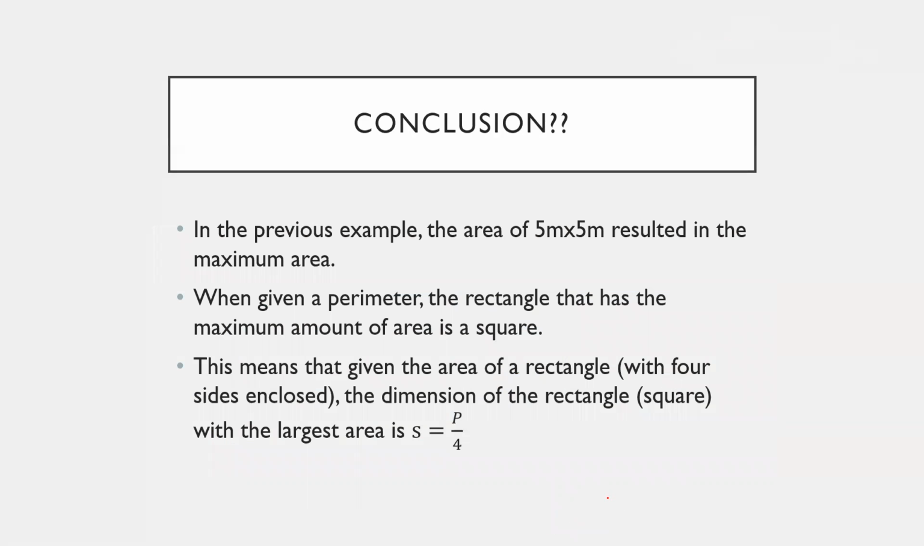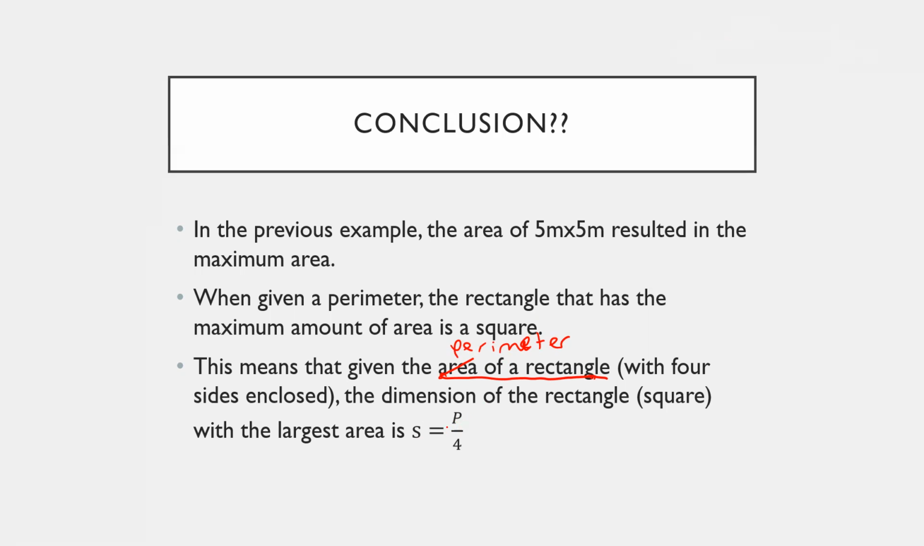So what I notice here is that if I want to find either the smallest perimeter or the largest area, all I really need to do is make my rectangle a square. So there's actually a nice, easy little formula for this. If I want to find the side length and I'm given the area, sorry, and actually I made a mistake here. If I'm given the perimeter of a rectangle and I want to find the dimension that will give me the largest area, all I need to do is take my perimeter and divide by 4.